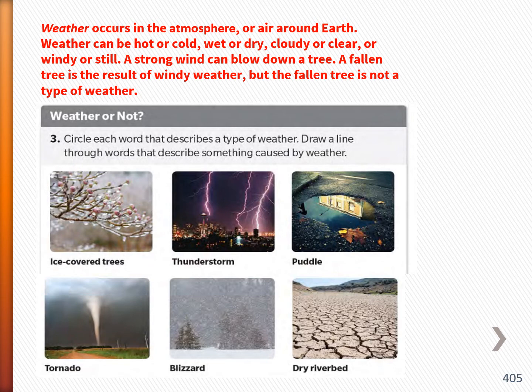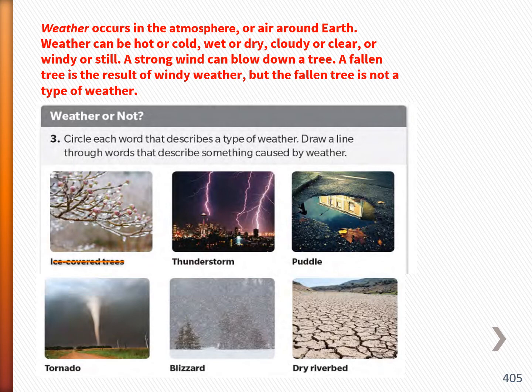Look at the first picture. Ice-covered trees. Yes, these words describe something caused by weather. It was snowy and ice covered trees. So, what do we do? Excellent. We draw a line.